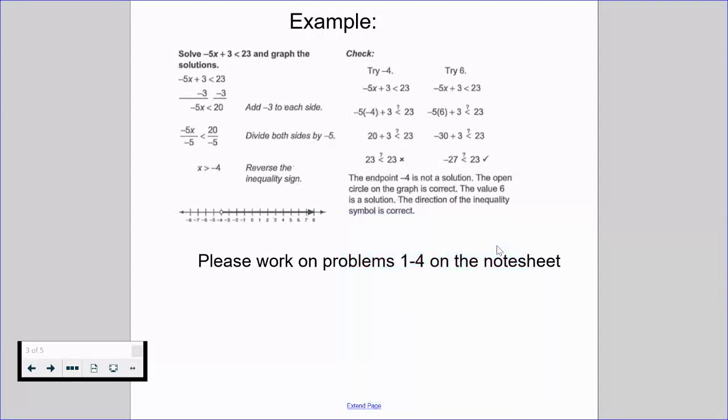Please now work on problems 1, 2, 3, and 4 on the guided note sheet and resume when you are ready to move forward. All right, if you hear my voice, that means you have attempted problems 1, 2, 3, and 4 on the note sheet, and we are ready to move on. Sometimes we may need to use the distributive property, combine like terms, or we might even have to clear a fraction to simplify either side of the inequality.